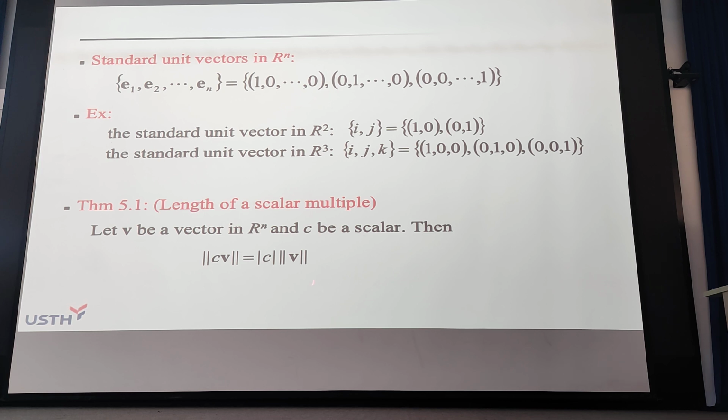And the last line here explains something about it. When you compare the length of a vector v and c times the vector v, the length of c times v will be the absolute value of c multiplied by the length of the vector v, like that.